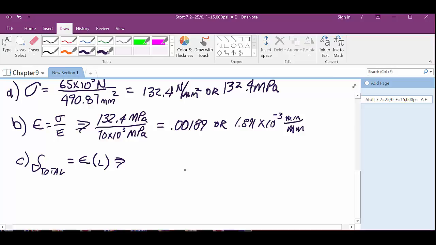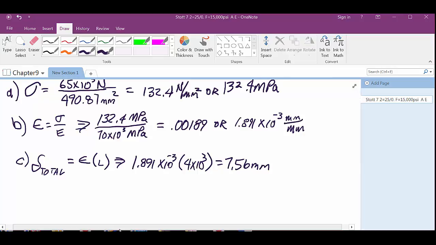Okay. Plug the numbers in. We've got 1.891 times 10 to the negative third, times 4 times 10 to the third, which is the length, right? It was 4 meters. And that comes out to 7.56 millimeters. That's how much it deformed.